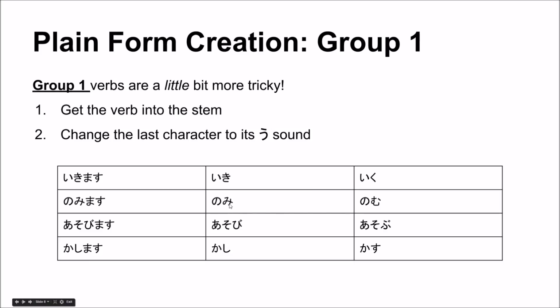Ki goes to ku. Nomimasu, nomi, nomu. The mi goes to mu. This is the plain form right here. Asobimasu, asobi is the stem. The corresponding u sound is asobu. Kashimasu, the stem is kashi. Switch it to kasu, and you're done. That's it. You just change the stem form's final sound from the i sound to the corresponding u sound.